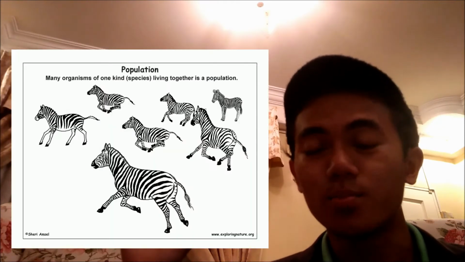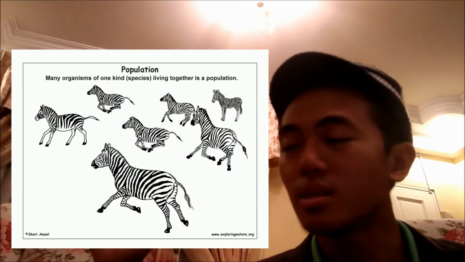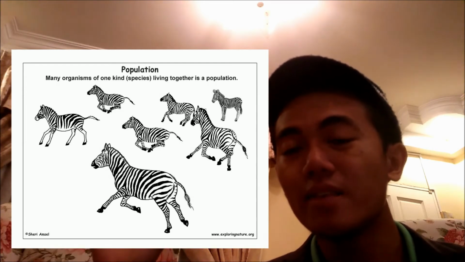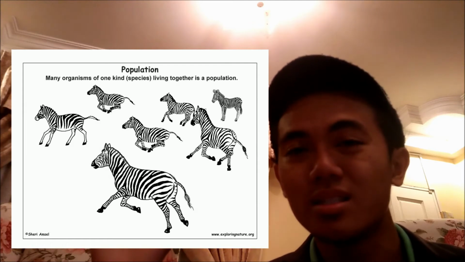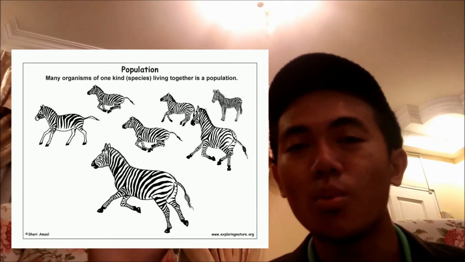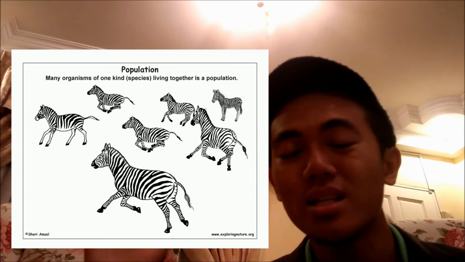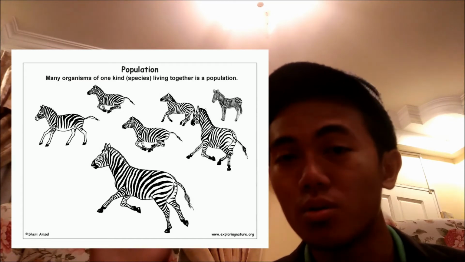Firstly, you have to look at this picture. This picture shows there is only one species that lives in that area, which is zebras. So, this is actually called a population. Do you want to know how a population is related to the community? You want to know? So let's see. Okay, let's go to the next picture.